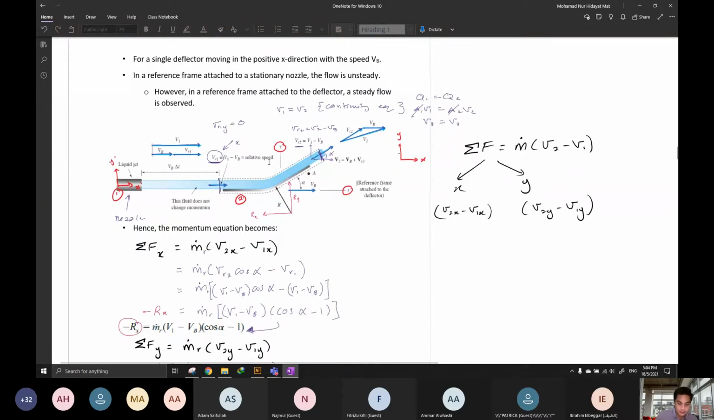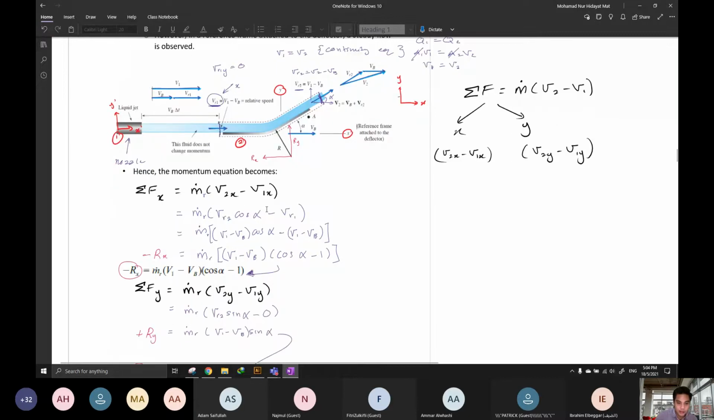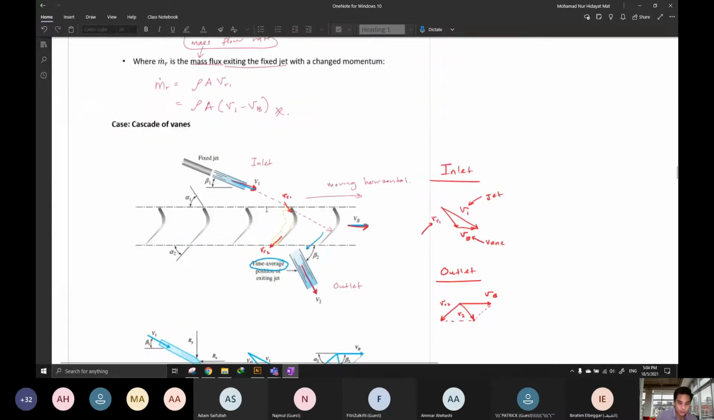This is a single deflector. Okay, so remember that for the force, we have two components, which are the X component and the Y component. Okay, so from here I explained to you about a series of deflectors we call a cascade of wings. You can see we have so many deflectors. So these deflectors move from the left to the right.